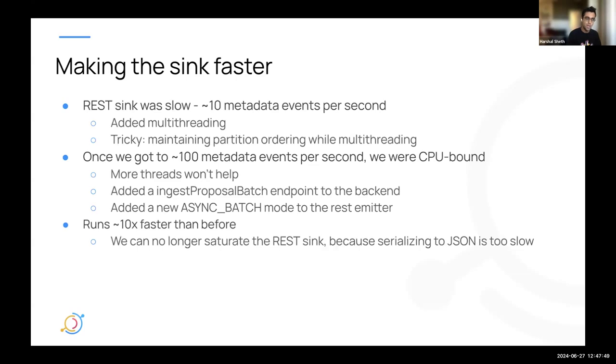We also added a batch endpoint to the REST sink so that we can push metadata out. The flow here was, initially the REST sink was single threaded and produced 10 events per second. We added multi-threading, that got us up to 100. And then we added a batch endpoint that automatically batches the stream and pushes them out. That runs 10x faster. And so the sink almost never is the bottleneck these days. We almost can't saturate the sink's full throughput because serializing our objects to JSON is too slow.